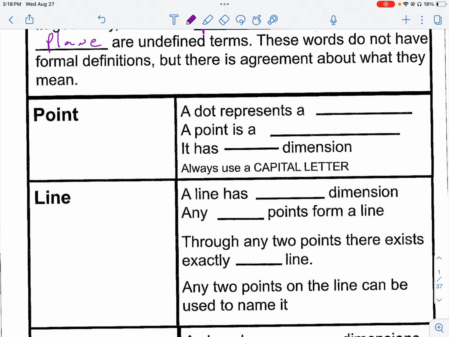A point. A dot represents a point. A point is a location, and it has zero dimension, meaning it takes up no space whatsoever. So if we have a point, or a little dot there, we're going to name it with a capital letter. We always want to use a capital letter to name our points, because we're going to use points to name other things.